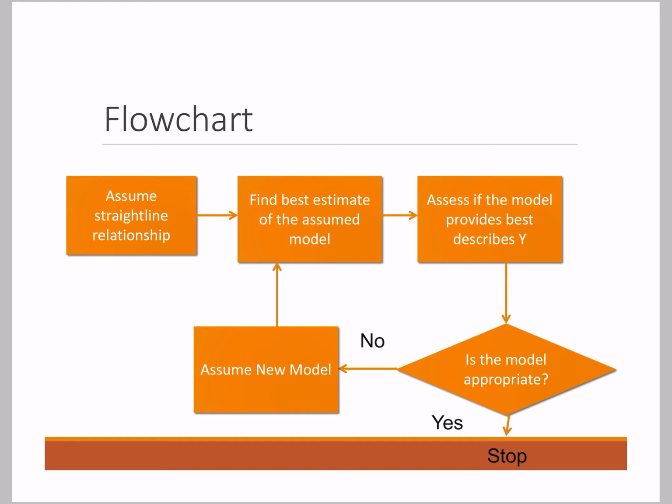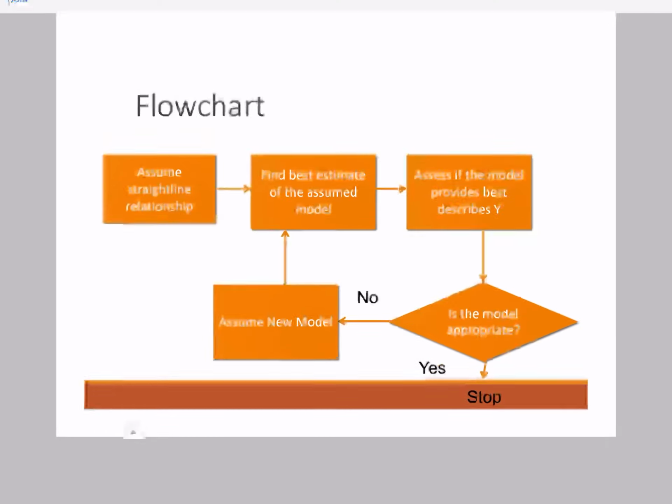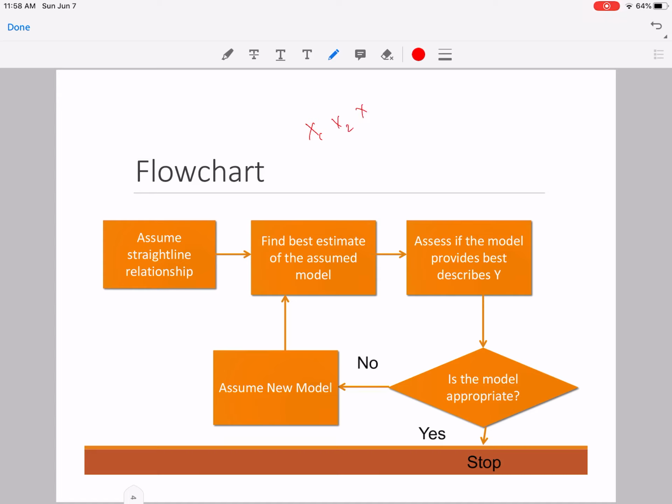So this is how regression analysis usually goes. You will always have a set of independent variables. Let's call them x1, x2, x3. So these are my independent variables, and you will have a dependent variable.